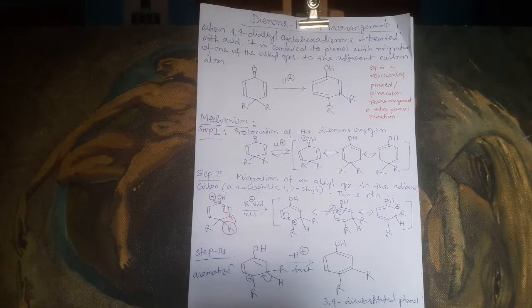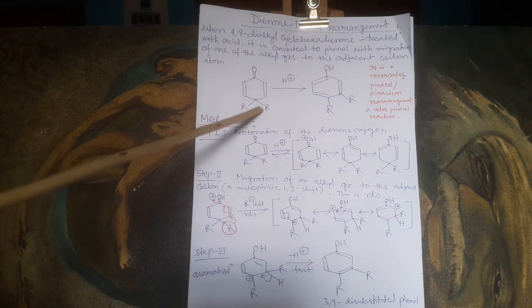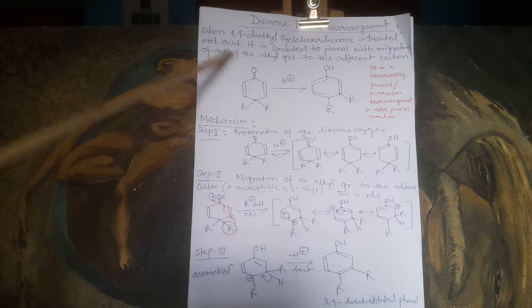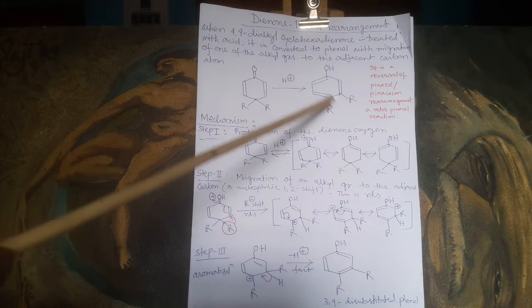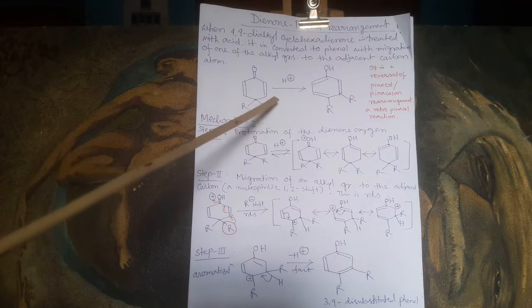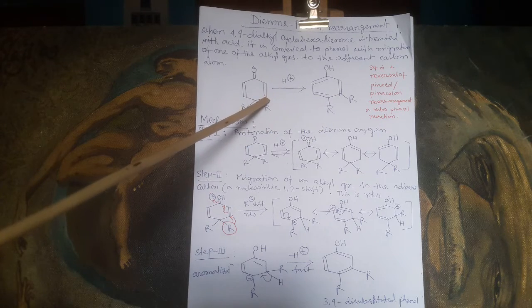Hello students, I am going to discuss dienone-phenol rearrangement. What is dienone-phenol rearrangement? When a 4,4-dialkyl cyclohexadienone is treated with acid, it is converted to a phenolic compound with migration of one of the alkyl groups to the adjacent carbon atom.